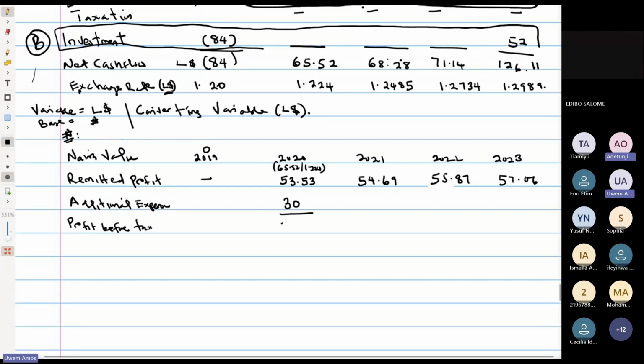Okay, so this is 23.53. All other ones remain the same: 54.69, 55.87, and 57.06. Because that particular expense is tax deductible in Nigeria.